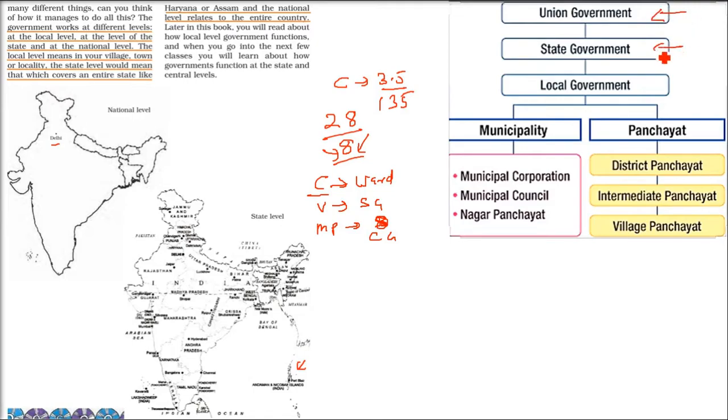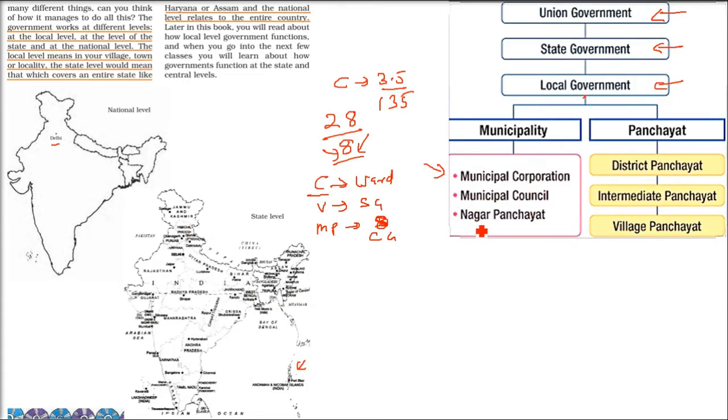So the first level is union government for the whole country, state government for all the 28 states and some of the union territories like Delhi. Then local level. Now this local level can be a sheher or a gaon or a village. So it depends on the strength or the population of the urban area, and it depends on the population of the village. We have municipality and we have panchayat.